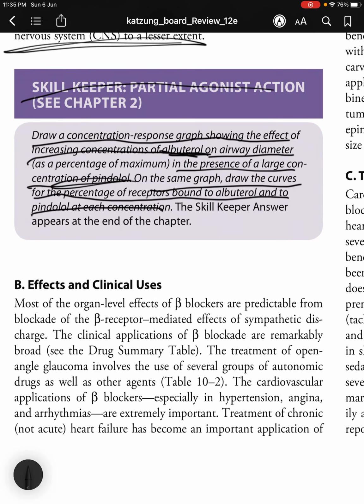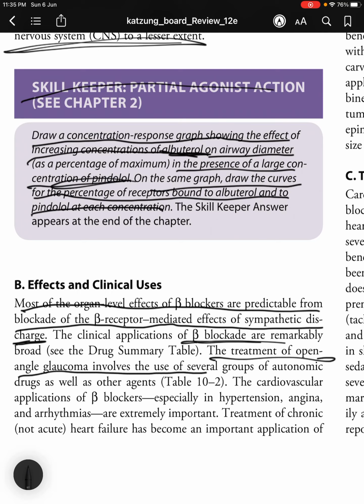So coming to the effects and clinical uses, most of the organ level effects of beta blockers are predictable from the blockade of the beta receptor mediated effects of sympathetic discharge. The clinical applications of beta blockade are remarkably broad. The treatment of open-angle glaucoma involves the use of several groups of autonomic drugs as well as other agents. The cardiovascular applications of beta blockers, especially in hypertension, angina, and arrhythmias, are extremely important.